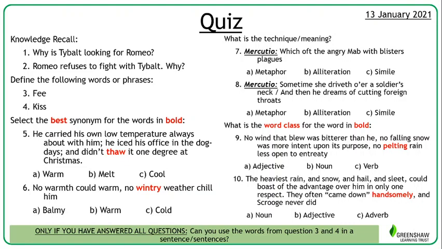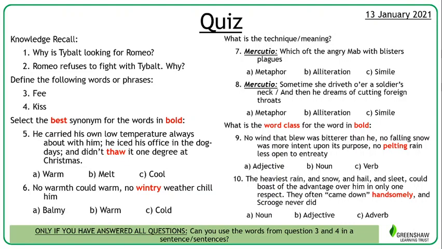Number 9, word classes. No wind that blew was bitterer than he, no falling snow more intent upon its purpose, no pelting rain was less open to entreaty. The word pelting, what is the word class? Is it A, an adjective, a describing word, B, a noun, a naming word, or C, a verb, a doing word? Remember, the expectation is that you guess if you are not sure.